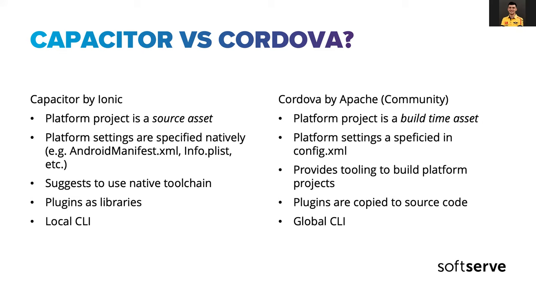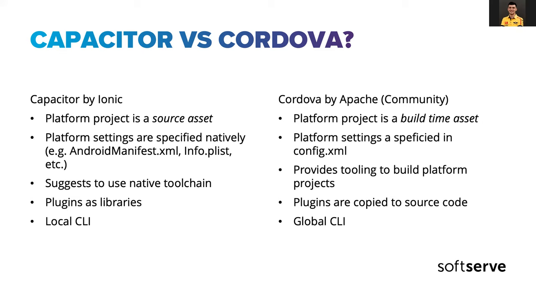That was started by PhoneGap, Adobe PhoneGap, and then it became Apache Cordova in 2007, something like that. In recent years, the Ionic team created the Capacitor runtime as a replacement, and they suggest you use Capacitor instead of Cordova in most cases. This is supported by the same team as the Ionic framework.